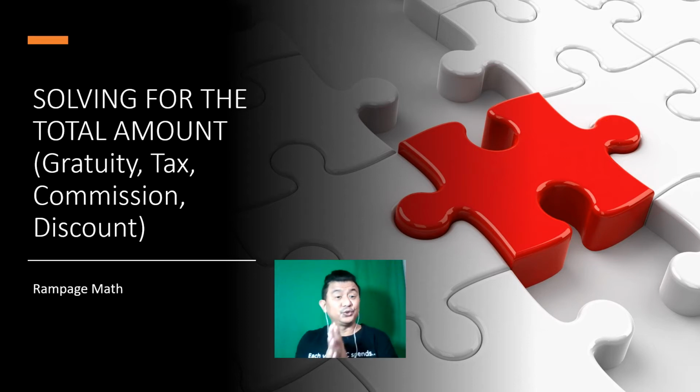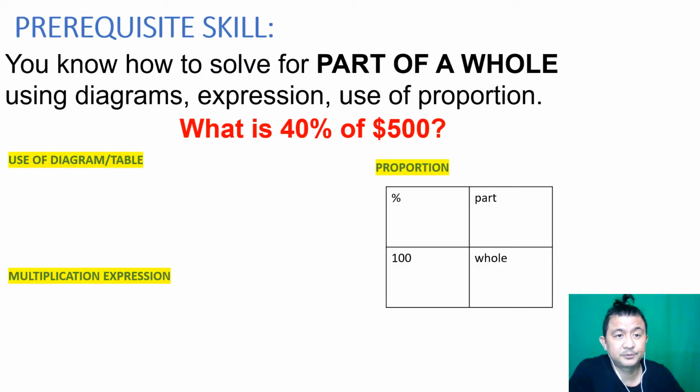Hi. So today we're going to solve for the total amount. This is all about percents, and it will include gratuity, tax, commission, and discount. So let's start with these prerequisite skills, meaning you should be able to master this even before we continue with our lesson. And we learned this in the previous video.